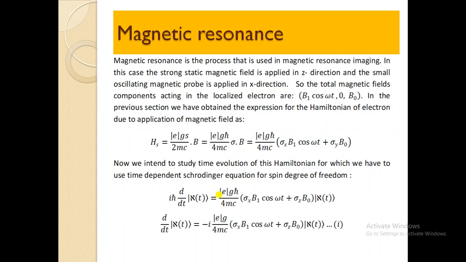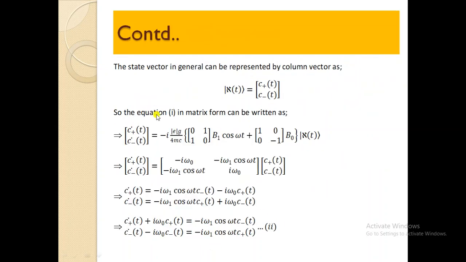I cube means minus I, so that becomes here minus I del xi t by del t, minus I e g upon 4 mc sigma x b1 cos omega t, sigma z b naught, other as it is, again as in the previous section. So again we will simplify this. In general, the state vector, according to Bohm, can be either up or down. So while representing the state vector, we will represent it by a column vector, of order 1 by 2, generally represented by c plus t and c minus t. So we use this in the above equation.